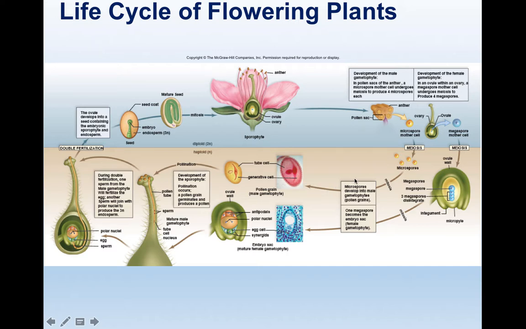The microspores develop into the male gametophytes or pollen grains. The megaspores develop into the embryo sac or the female gametophytes. So then these two go through this entire process, and we have all of the different parts through here: the tube cell, generative cell, and pollen grain of the pollen grain, and we have then the polar nuclei, the egg cell, and everything in the embryo sac on this side.